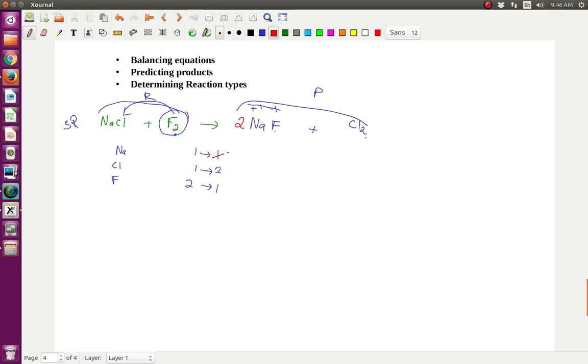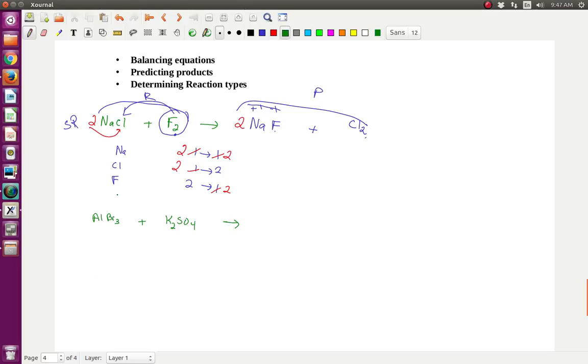So now that changes my sodium count to 2 and my fluorine count to 2. So I need 2 sodiums on the other side, so I put a 2. That changes this sodium count to 2, and now I also have 2 chlorines, and it's a balanced equation. Okay, let's do a different one.